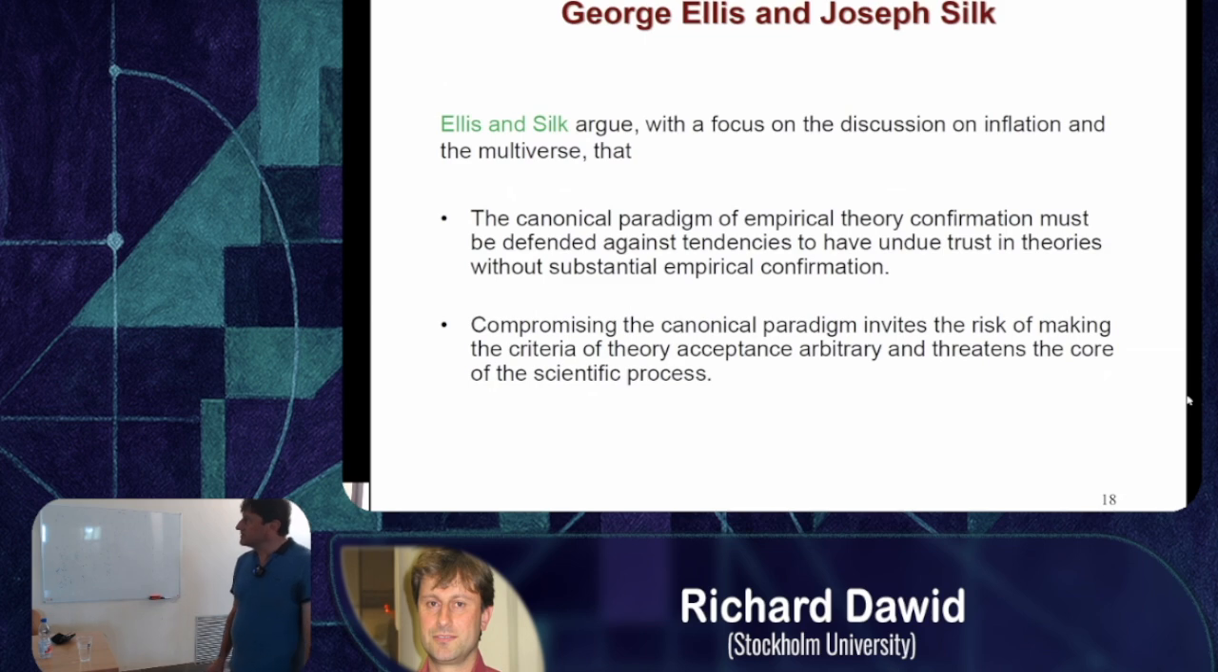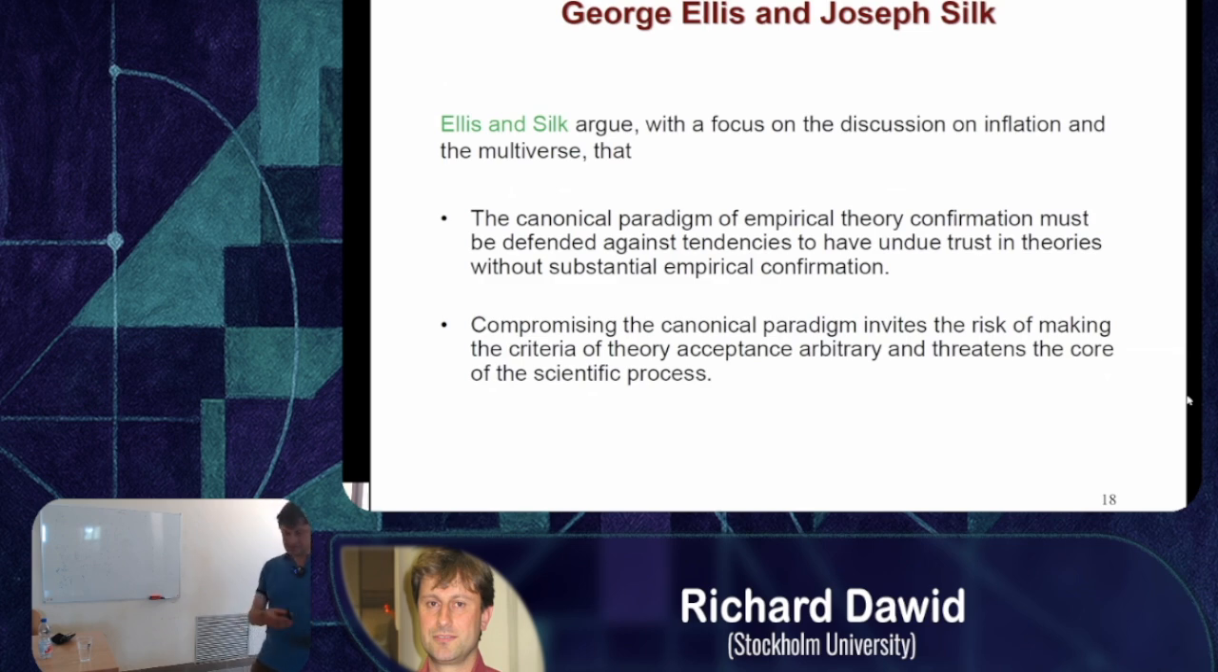A third criticism, once again related, but with a slightly different emphasis, is put forward by Ellis and Silk. And they argue, with focus on the discussion on inflation and the multiverse, which they are most interested in, that it is important, or it would be important, to defend the canonical paradigm of empirical theory confirmation against tendencies to have undue trust in theories without substantial empirical confirmation.